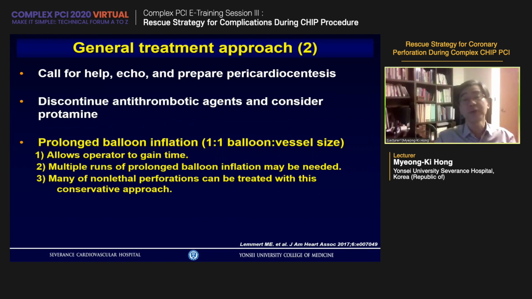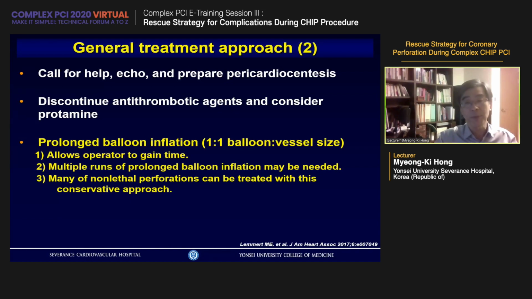As the general management, first, call for help from other people, perform echocardiogram, and prepare for emergency or urgent pericardiocentesis. Discontinue the antithrombotic agent and consider using IV protamine injection. Prolonged balloon inflation is an important first step to allow the operator to gain time. What is the mechanism? What is the perforation site? What is the next step?